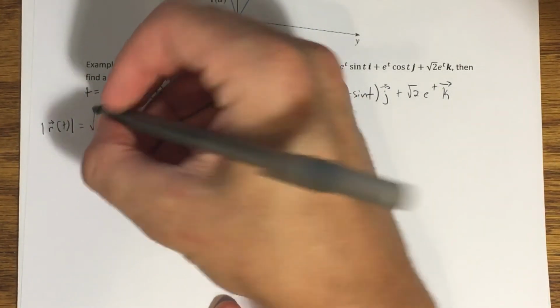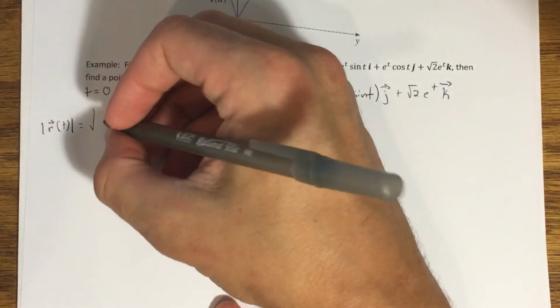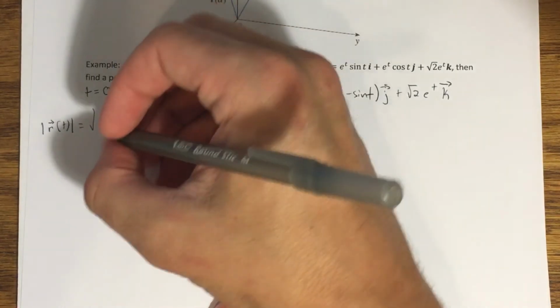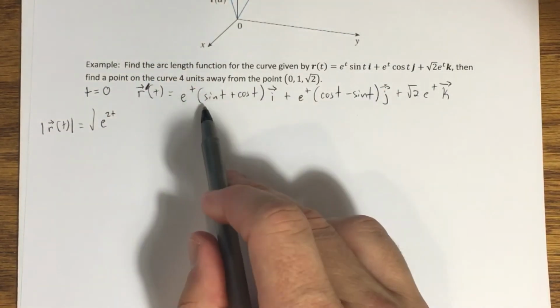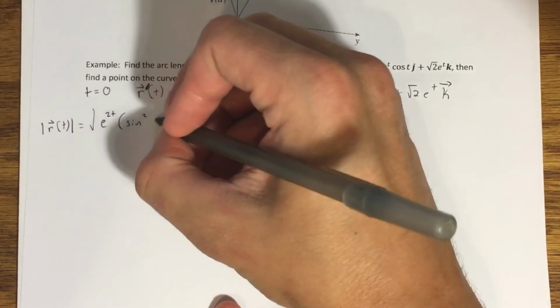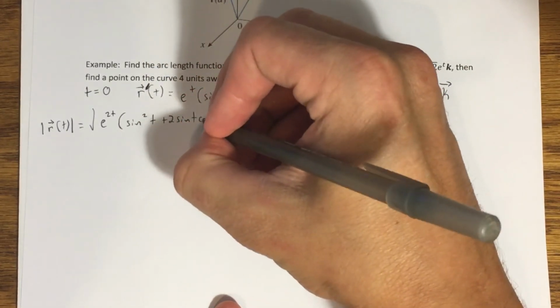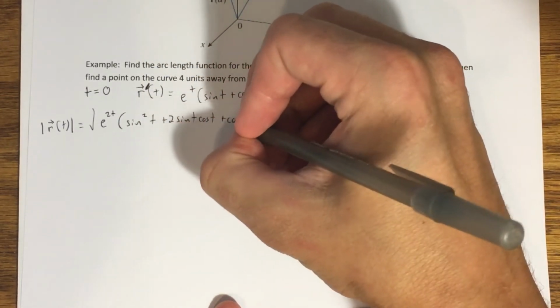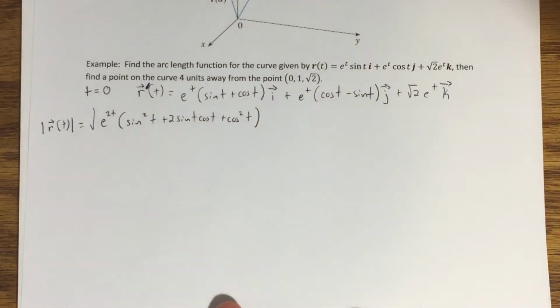Well, it's going to be a large square root, and I'm summing the squares of all three of these guys. So what's the square of this first thing here? If I square e to the t, that's e to the 2t. And if I square this, I'm going to get sine squared of t plus 2 sine of t cosine of t plus cosine squared of t. Okay? I know, messy.